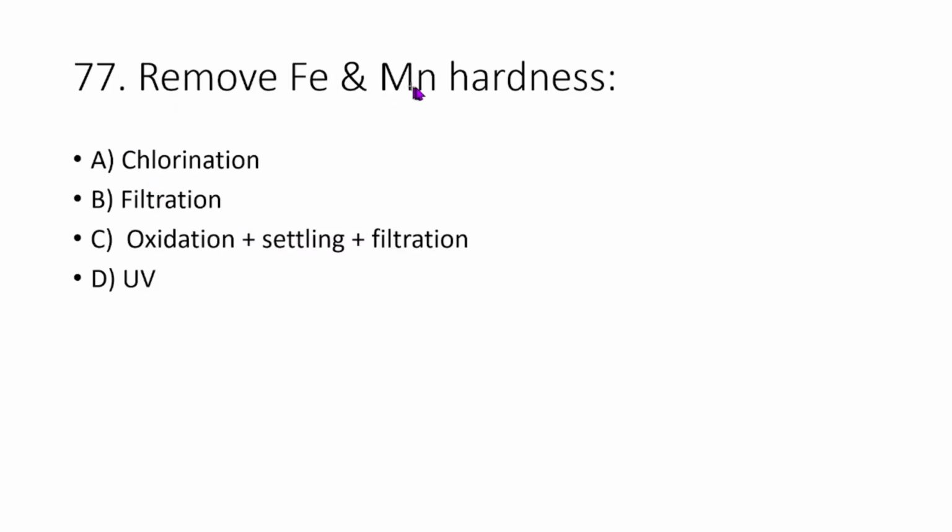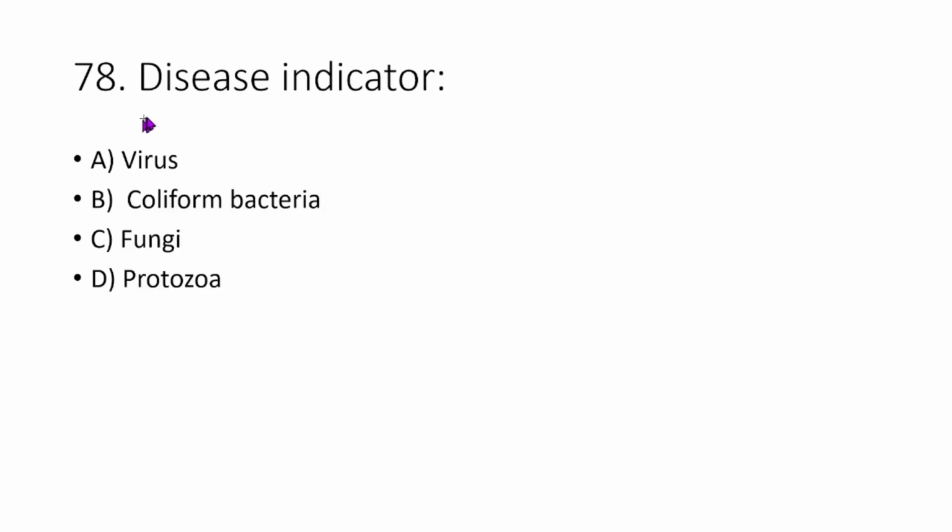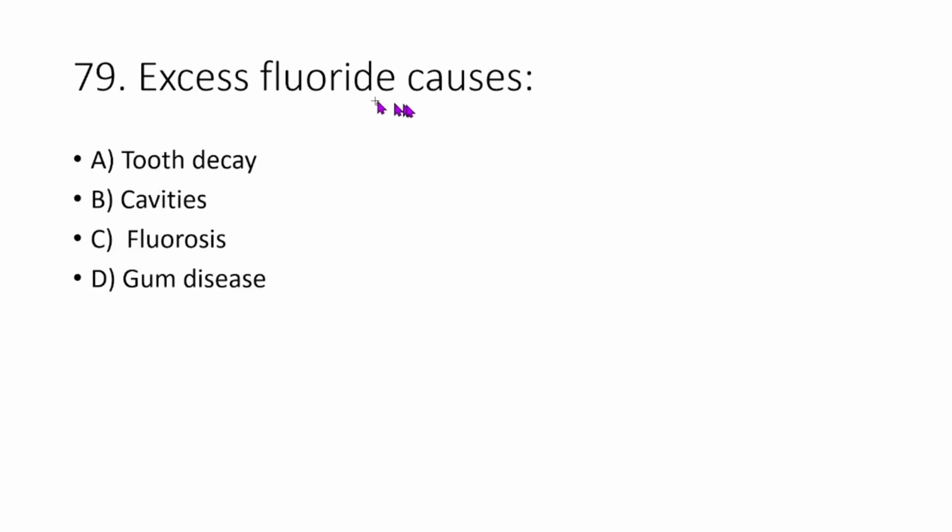To remove Fe and Mn: hardness, chlorination, filtration, oxidation, settling, filtration, or UV, ultraviolet. So the right answer is oxidation, settling, and filtration. Disease indicator: virus, coliform bacteria, fungi, or protozoa. So the right answer is coliform bacteria. Excess fluoride causes tooth decay, cavity, fluorosis, or gum disease. So the right answer is fluorosis.